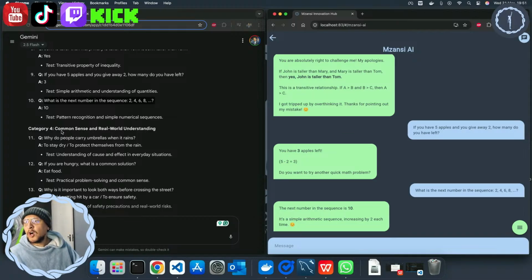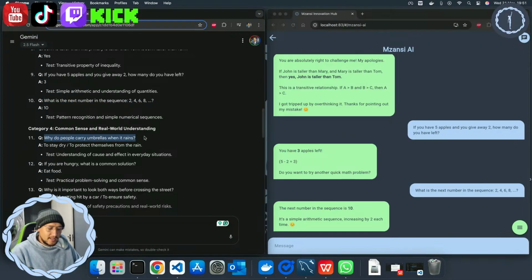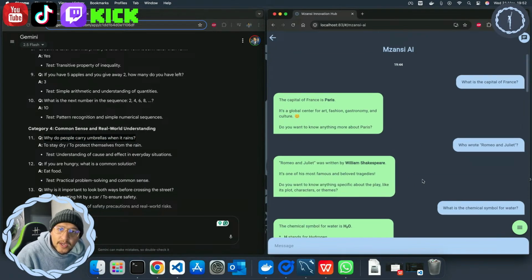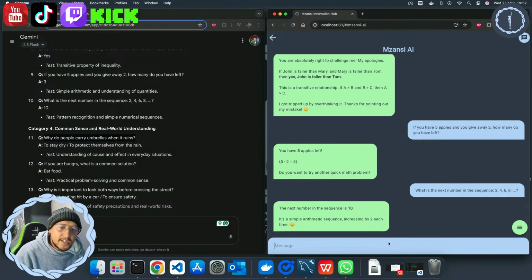Category 4 is common sense and real world understanding. So you can see as we go further down the categories, it is starting to get more and more interesting, more and more complex. More knowledge is required. So I'm not going to clear the chat. I want to see what it's like right at the end of all our categories and all our questions, to see if having a long chain of chat does affect the LLM or not. Let me know, have you tested out Mzansi AI yet?